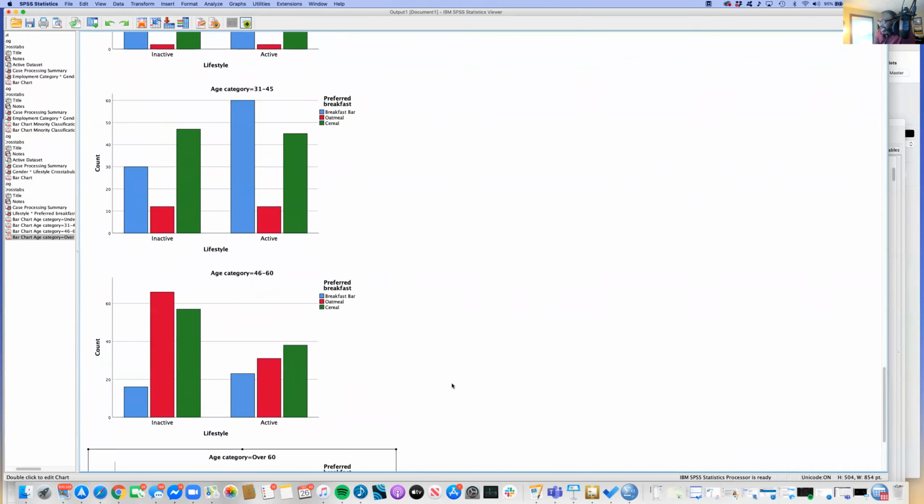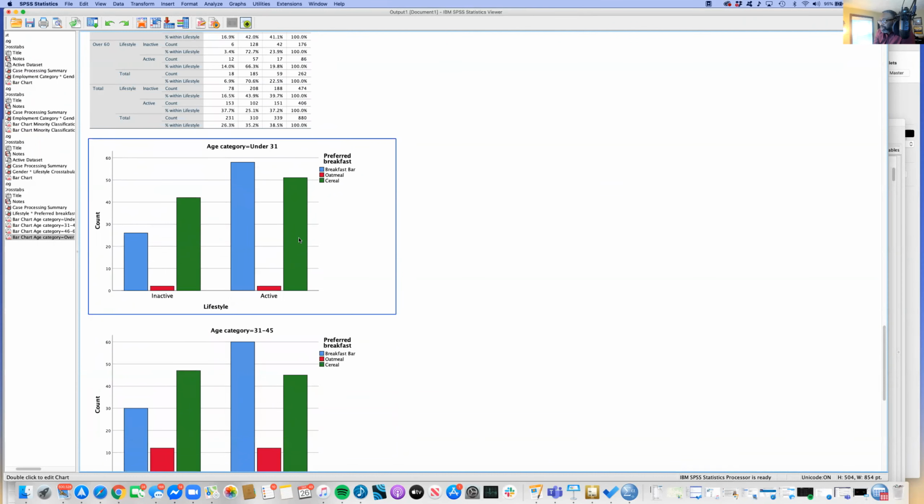So that is interesting. For folk who are under 31, more likely to be active, you see that they tend to eat breakfast bars and cereal and not so much oatmeal. It's just fascinating. If you were in the literature and just taking a look at this, it's really interesting to peel this back and take a look at the summarization of the data.